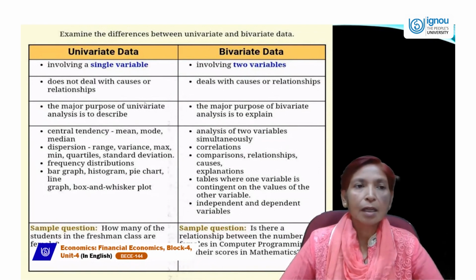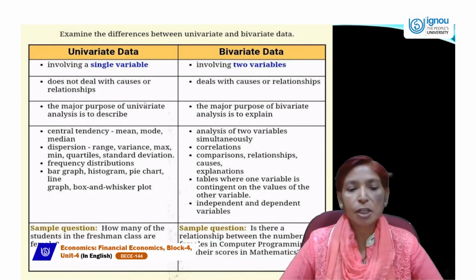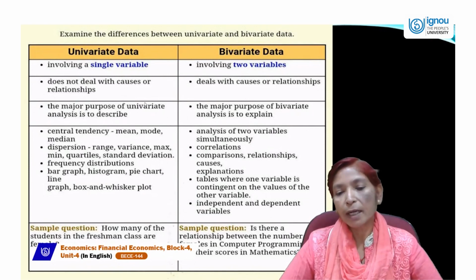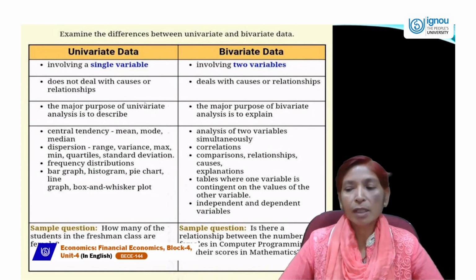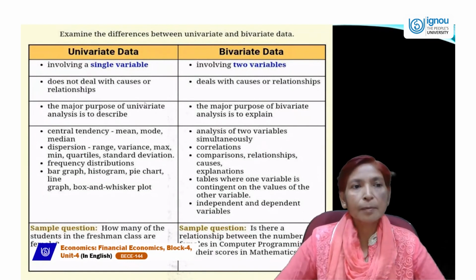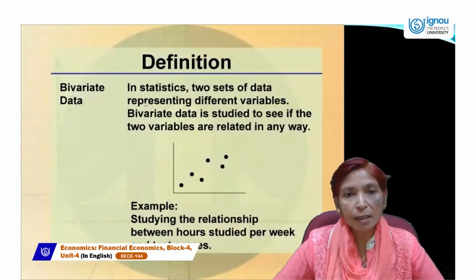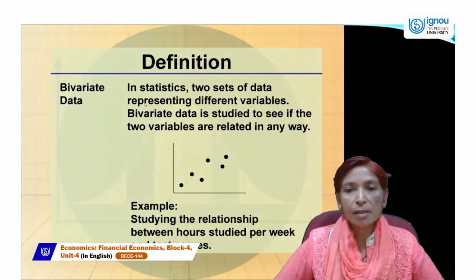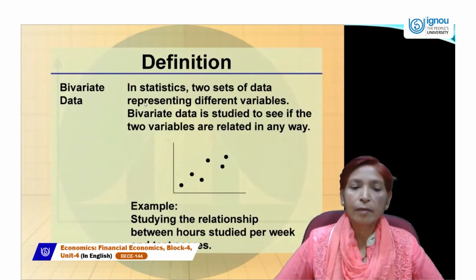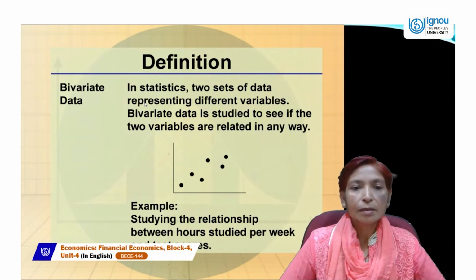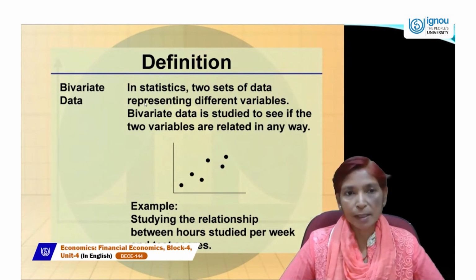A sample question under univariate data is: how many of the students in the freshman class are female? A sample question of bivariate data is: is there a relationship between the number of females in computer programming and their scores in mathematics? So if we are using two variables, that is bivariate, and if we are using only one variable, that is univariate. Next is bivariate data. If two sets of data represent different variables, that is called bivariate. Bivariate data is studied to see if the two variables are related in any way. So bivariate data always studies two variables or shows the relationship between them.